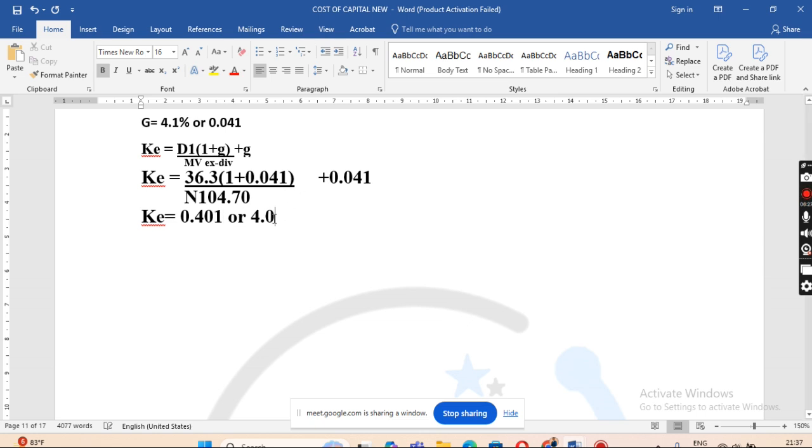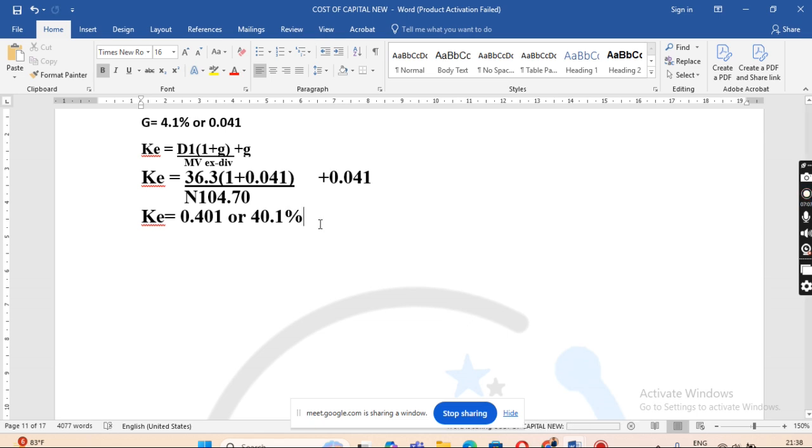0.4019. Multiply it by 100. What do you have? That is 40.19%, which is 40.2%, or 40% to the nearest. Okay, that's fine. 40.1%.